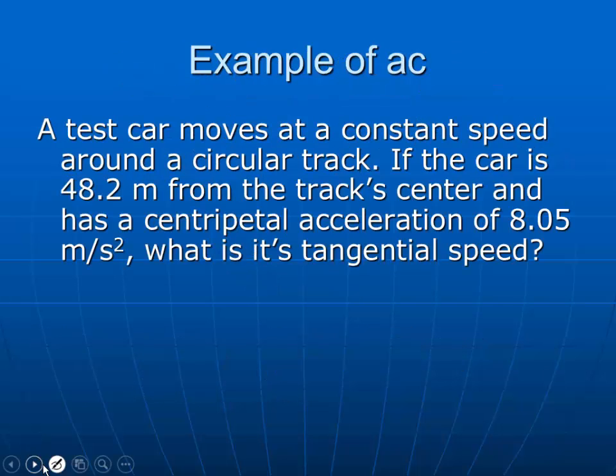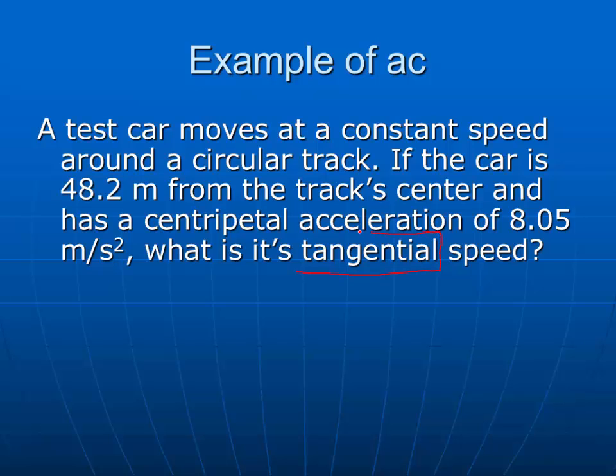So let's look at an example. This one's pretty straightforward. Here, a test car moves at a constant speed around a circular track. If the car is 48.2 meters from the track center and has a centripetal acceleration of 8.05, what is its tangential speed?